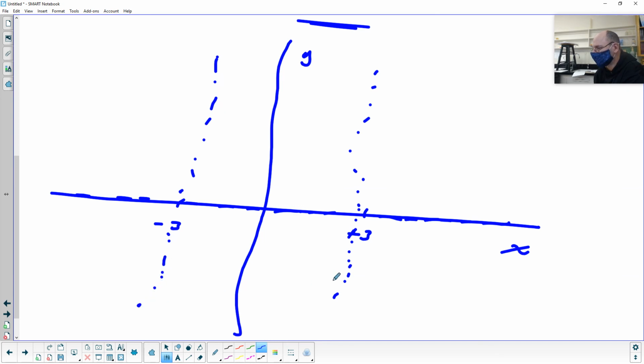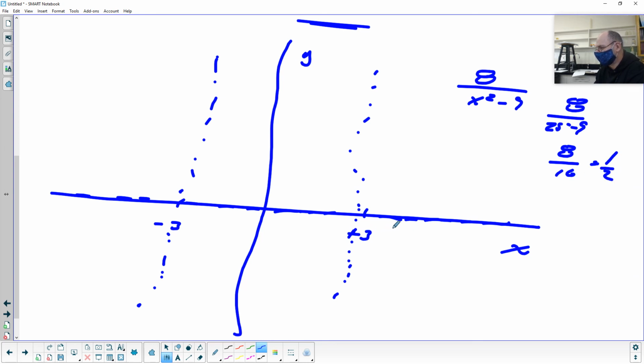Now what you do here is you have to figure out whether it's going to be here and here, or here and here. So you just plug in numbers. I've got 8 over x squared minus 9. If I plug in a 5, I get 8 over 25 minus 9. 25 minus 9 is 16, so 8 over 16 is equal to 1/2. So at 5, it's at 1/2. That means it's going to be up here, so it's going to curve in this shape up there. Now if I do negative 5, it's going to be the exact same. So there's going to be one over here.